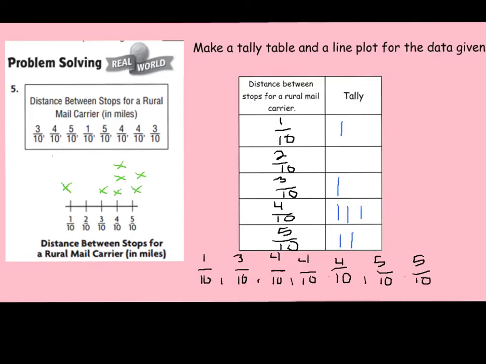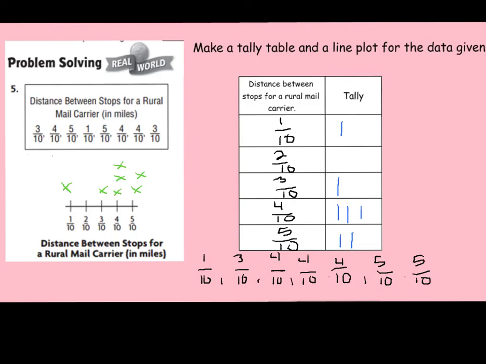Okay, let's go over our answers. Now, if you noticed, I had to look at my fractions that told us how many miles the distance was between the stops that a mail carrier made. And they were in fractions. They were out of tenths. So I had to come and put them in order down here. I had to put them in order from least to greatest before I made my tally table. I hope you did that too.